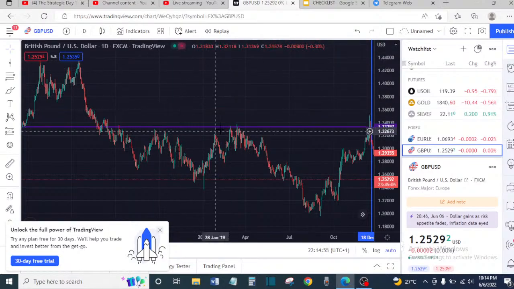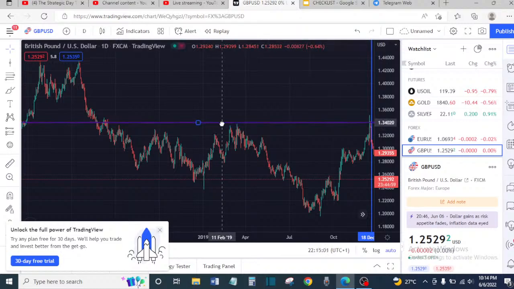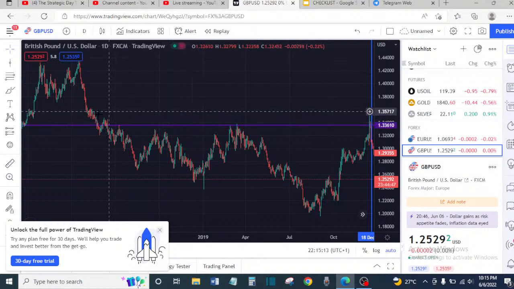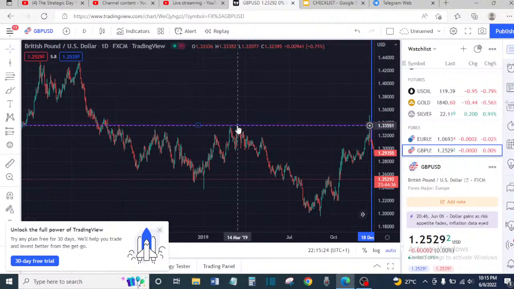Okay, you can see here that we have a resistance area here, what people call resistance. People call it resistance, but I call it an area of stops. So you can see the number of stops that are in this area. Here we have formed a resistance stop. We formed a resistance stop here.